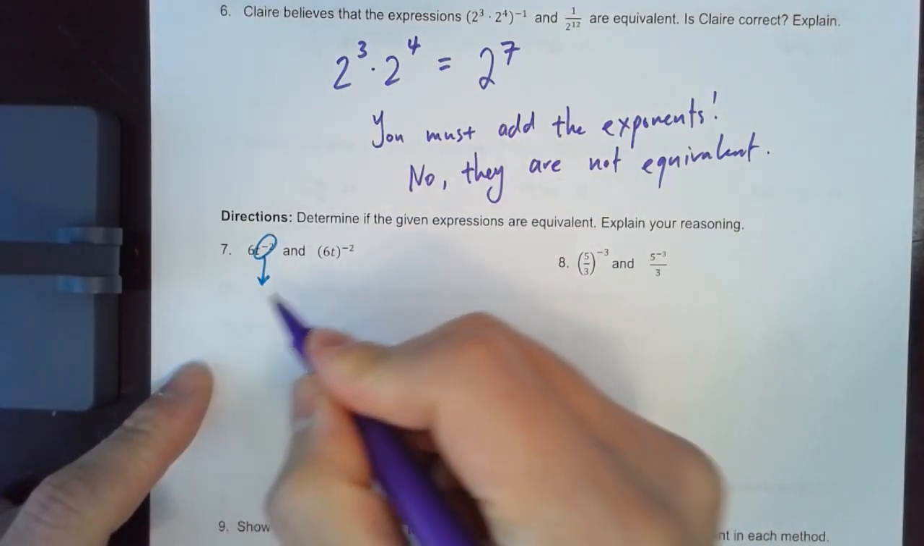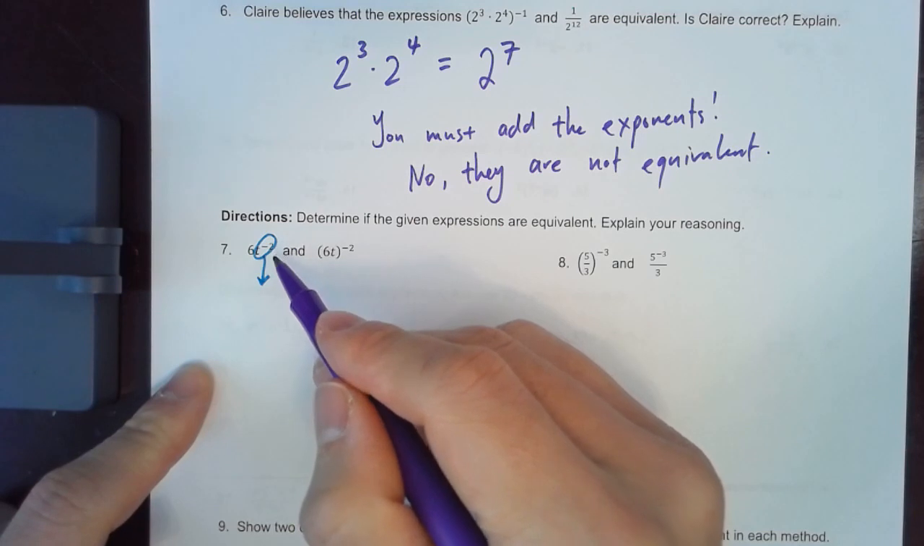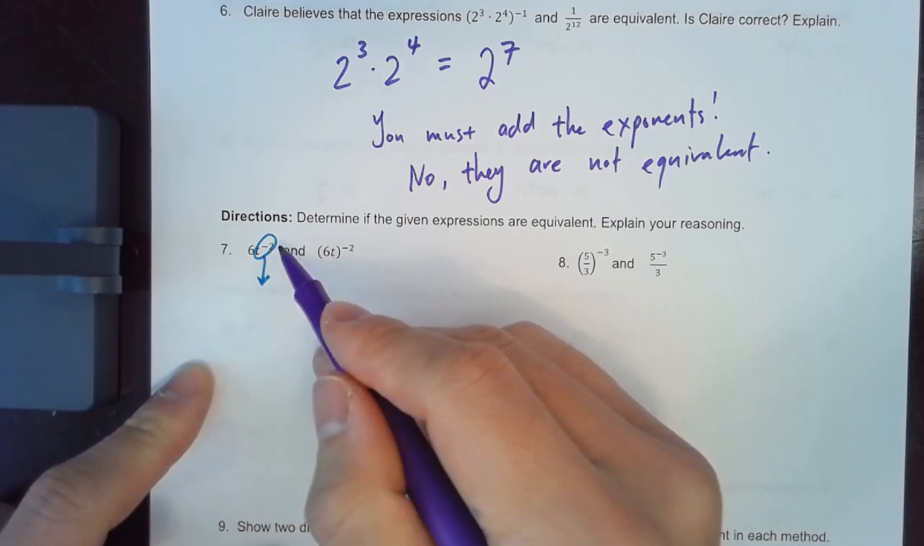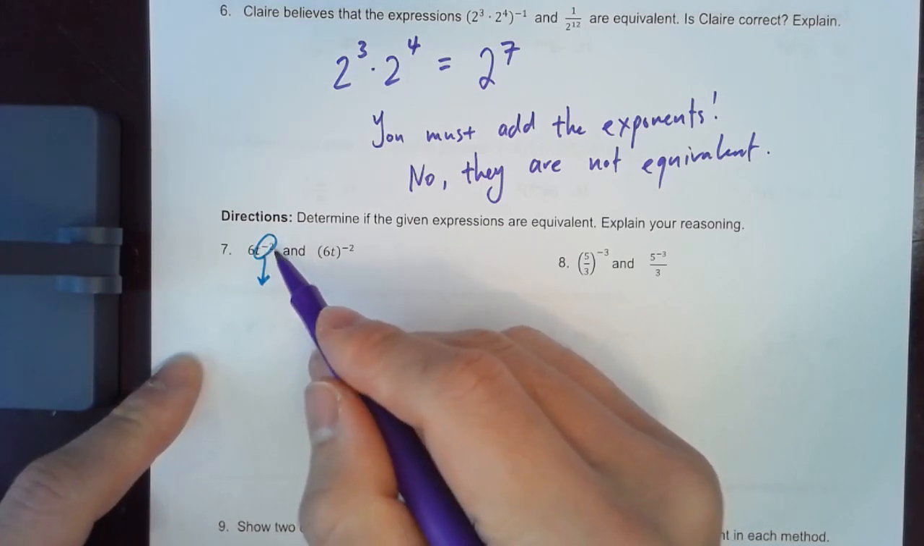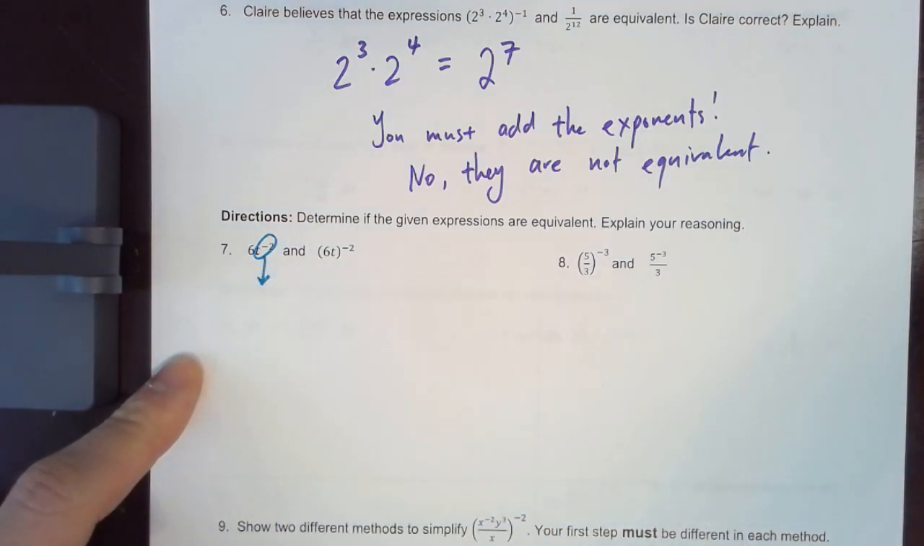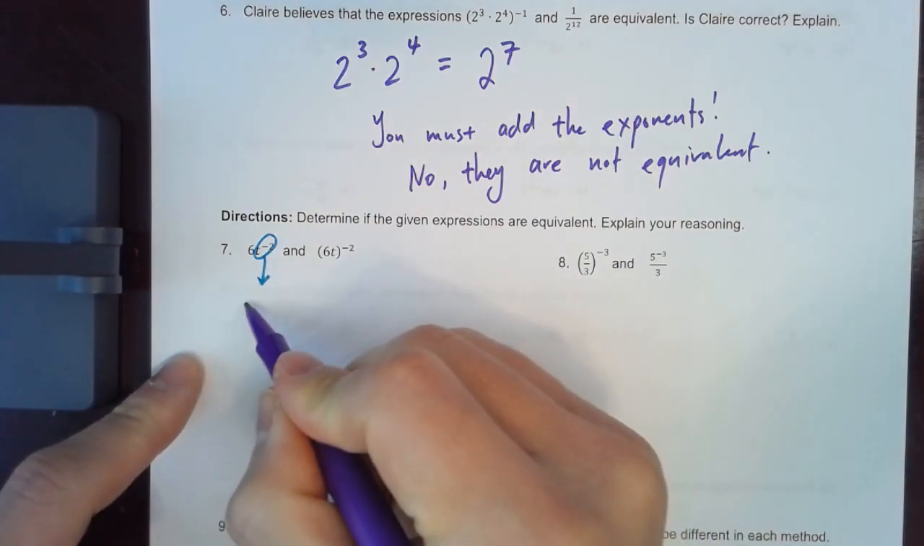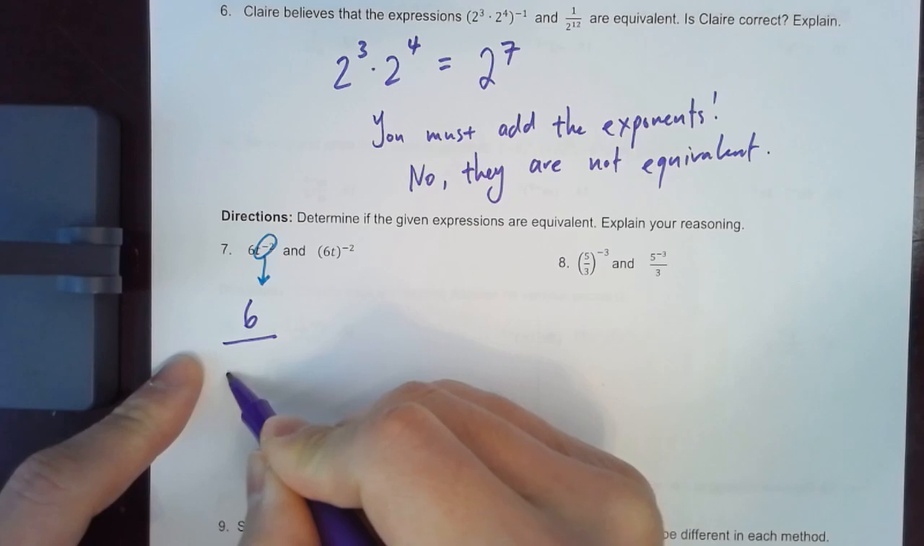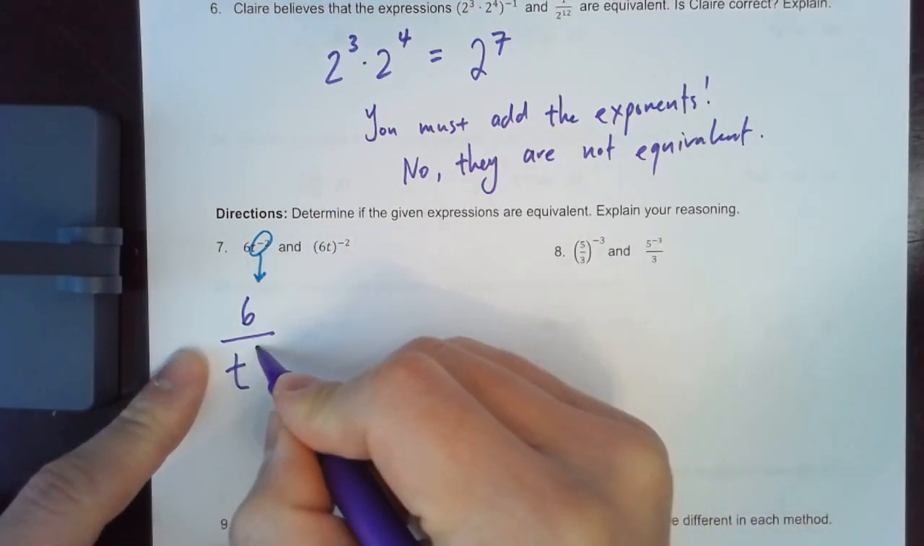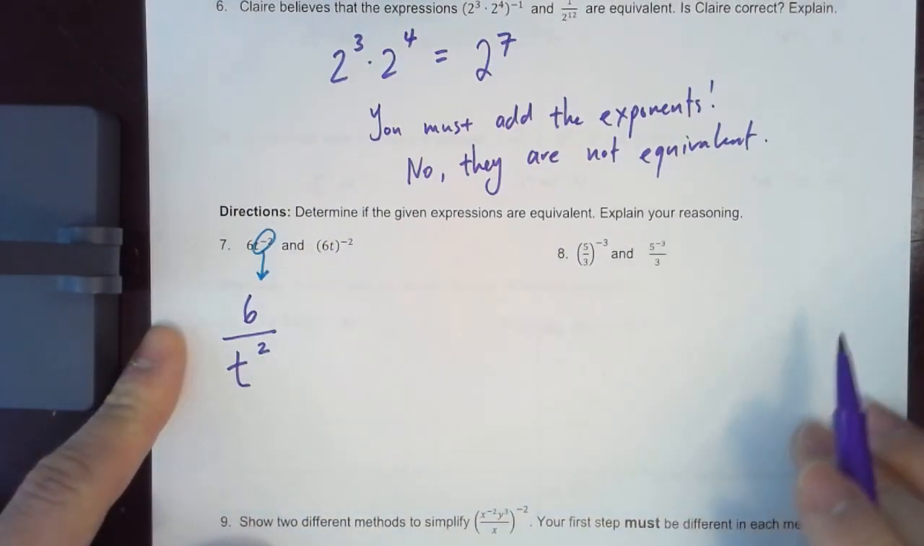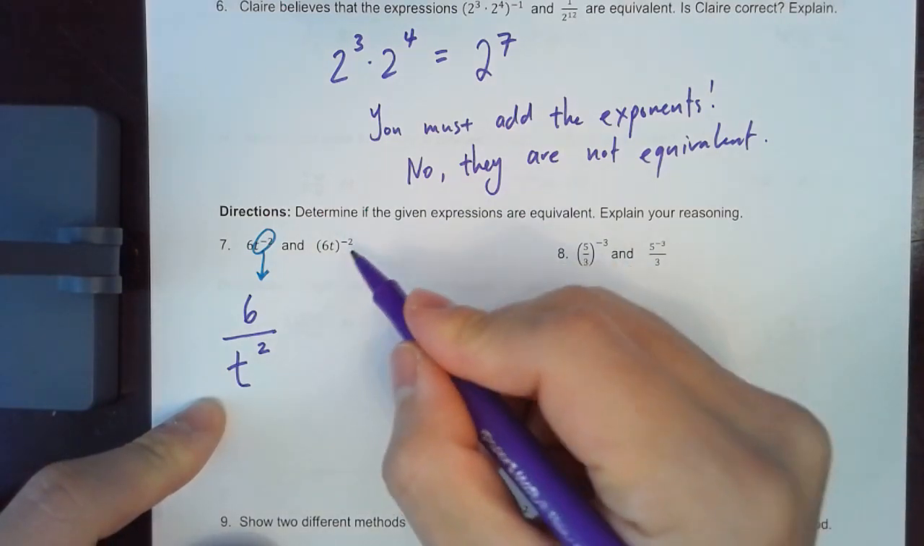Okay. I kind of think of it as the exponent is not happy. It wants to go to the other side. And once it goes to the other side, it becomes positive again, right? So the 6 stays, the base t has to switch, and then this becomes positive. So it's 6 over t squared.